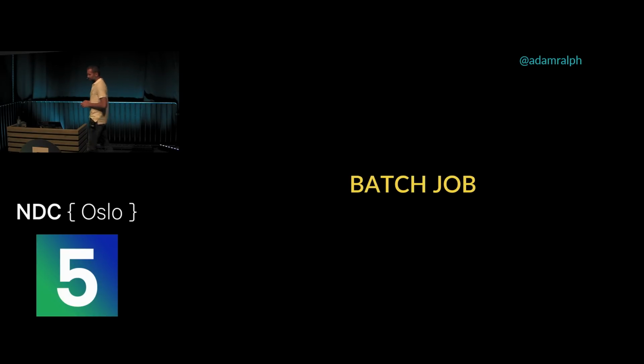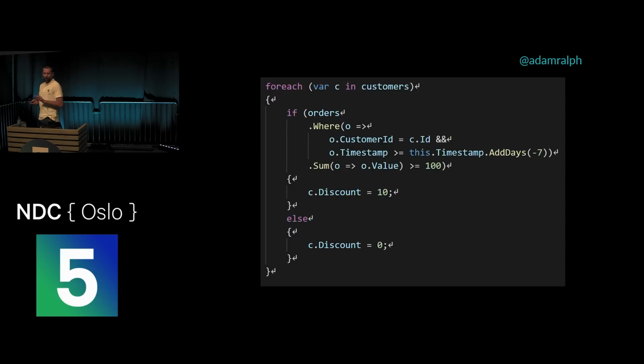Now, you might end up with code which does something like this in some kind of batch job instead. So instead of doing this on the fly when people are submitting orders, we're going to loop through all the customers one by one. We're going to look back through the history, and we're going to set their discount level to 10 or 0, according to how much stuff they've ordered.